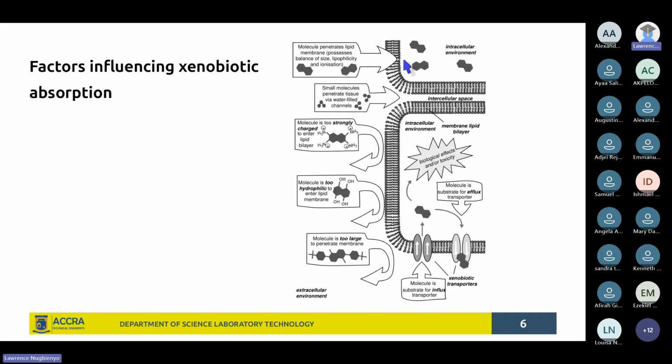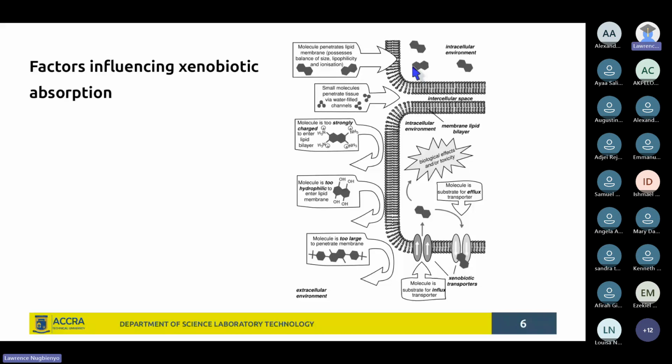Another is what is referred to as lipophilicity. That is to say that the substance dissolves in lipids. In other words, that substance is hydrophobic, because the lipid bilayer consists of what? Phospholipids. And so if the substance is hydrophobic, then it can easily pass through the lipid bilayer into the cell.